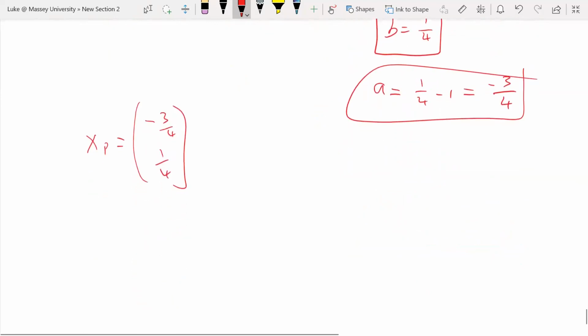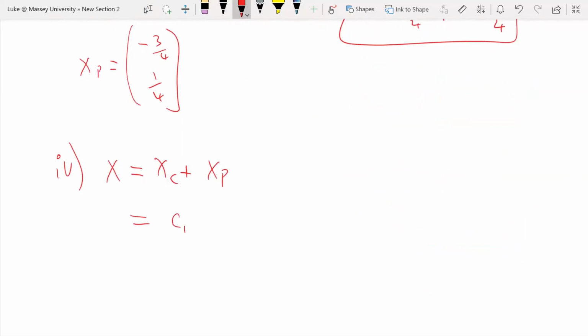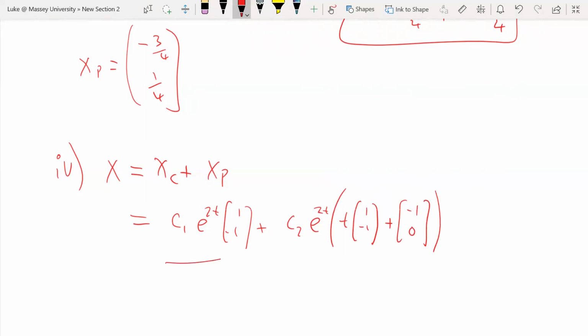And therefore our general solution is equal to the complementary plus the particular. Well, this was C1 e to the 2t times 1, negative 1, plus C2 e to the 2t times t times 1, negative 1 plus that generalized eigenvector there. So there's my xc from before, plus xp, which is negative 3/4, 1/4.